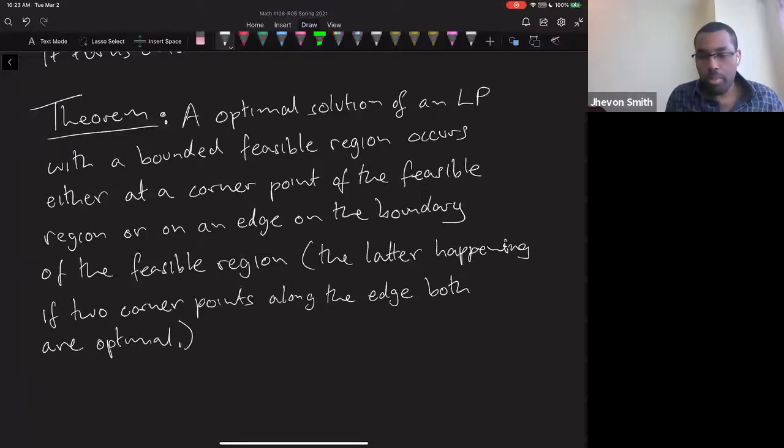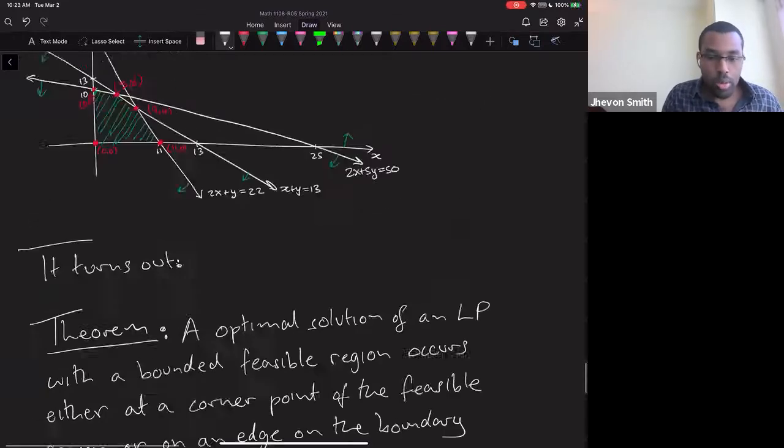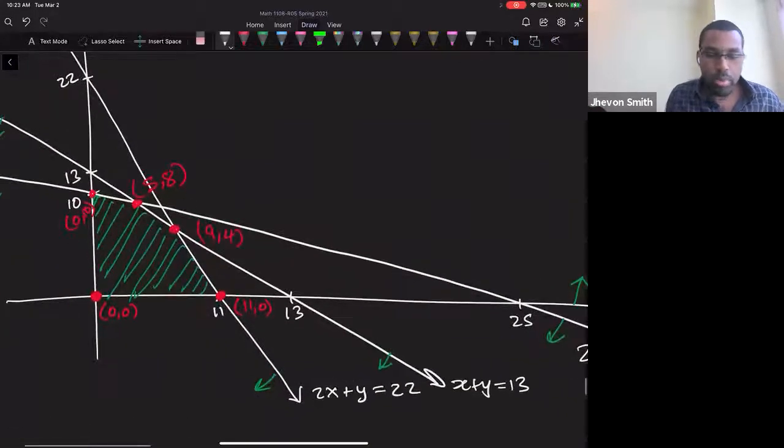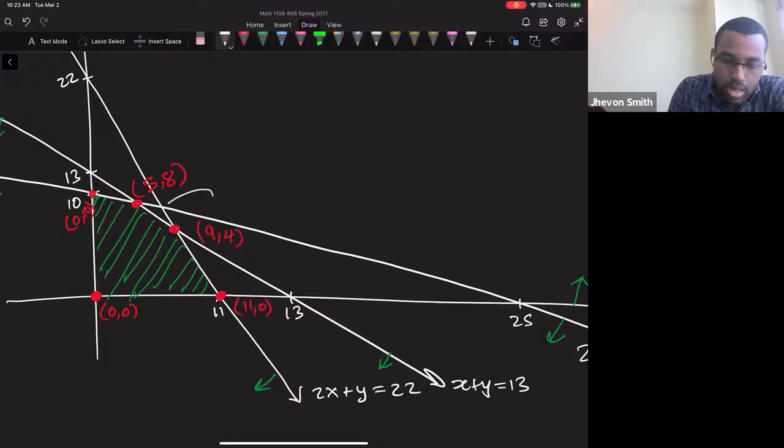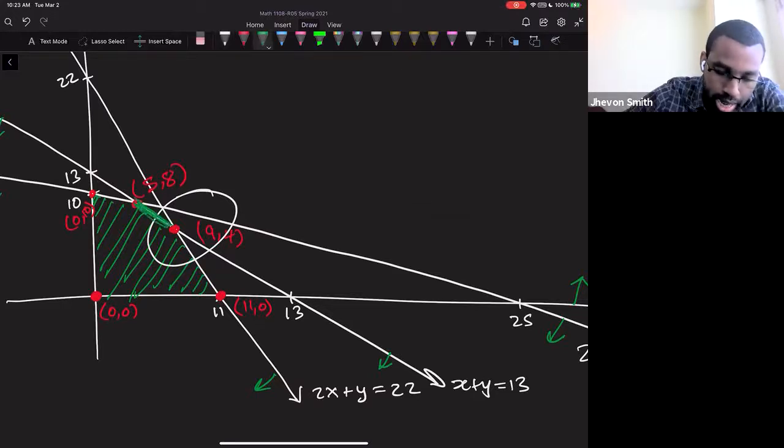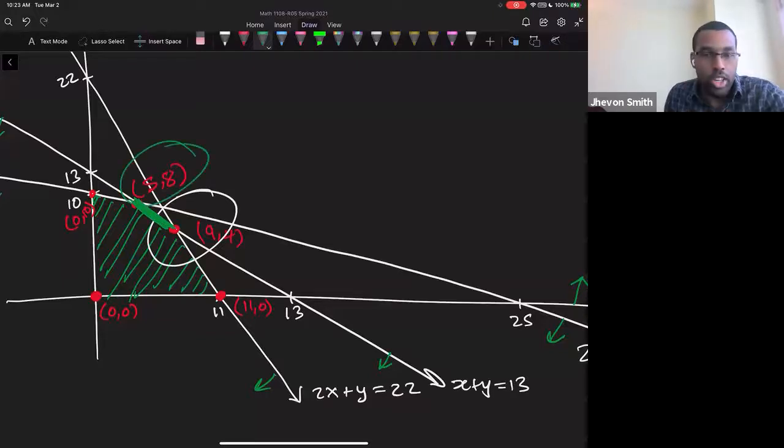So if I have two points that are optimal, then the entire edge in between them is also optimal, all points. So for example, in this problem here, it turns out that the thing that's going to make this as good as it can be is either going to be a corner point. For example, it could be 9, 4 is the best possible scenario, or it could be an edge in between like this and all points along this edge, in which case you would find that both 9, 4 and 5, 8 are good solutions.